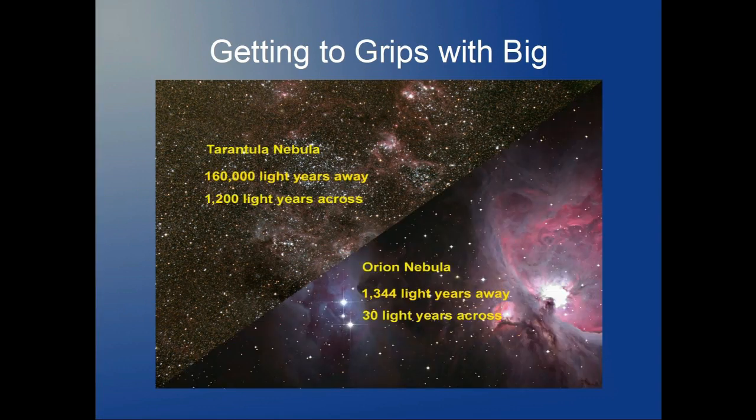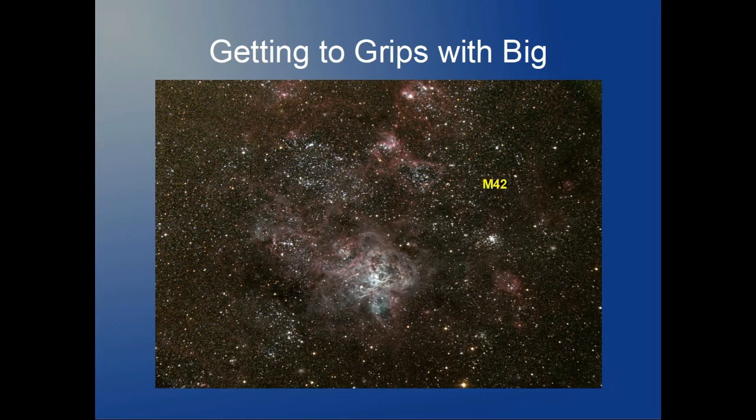The Tarantula is located in the Large Magellanic Cloud, some 160,000 light-years away, and measures 1,200 light-years across. The Orion Nebula is 1,344 light-years away and measures about 30 light-years across. Here is our image of the Tarantula, and I've superimposed an image of the Orion Nebula as it would appear to us if it was as far away as the Tarantula is.